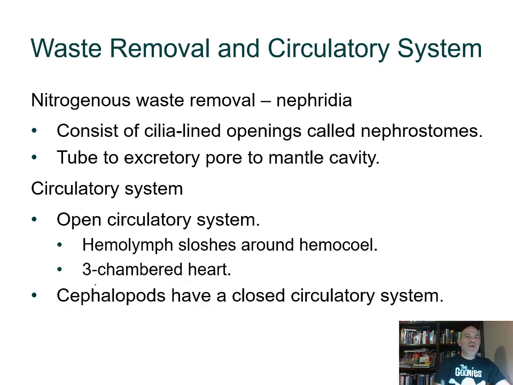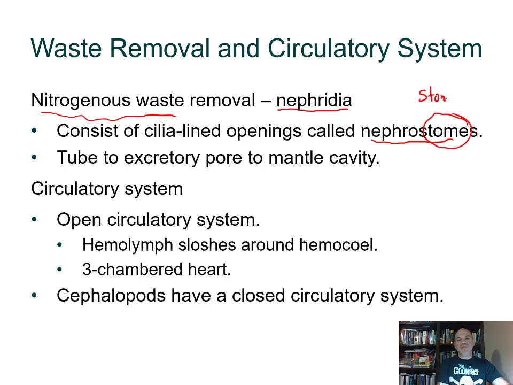And now for waste removal, they do have to get rid of their waste. All tissues are going to produce nitrogen waste in the form of ammonia. And the name of their specialized organ is not flame cells like we saw in the flatworms. They're called nephridia. And our kidneys have these repeated units, millions of them, called nephrons. So there's a similar terminology there. So these nephridia, they're going to consist of cilia-lined openings called nephrostomes. And there's that root again, stoma. We've been seeing that. We saw that with the stomata under the leaves.